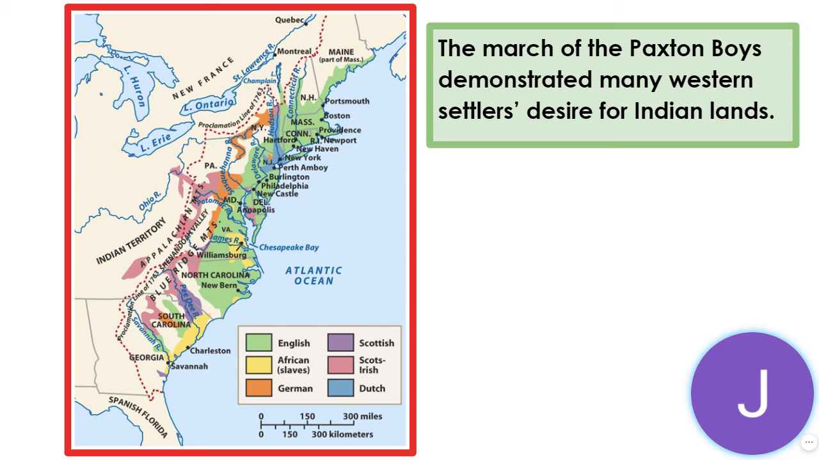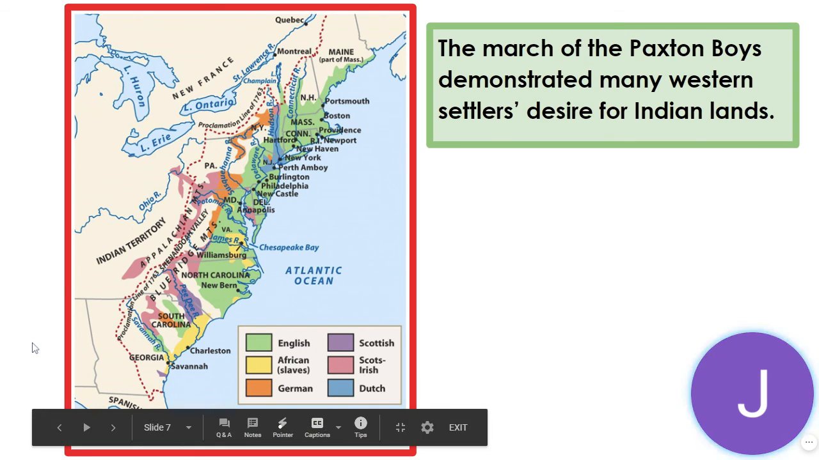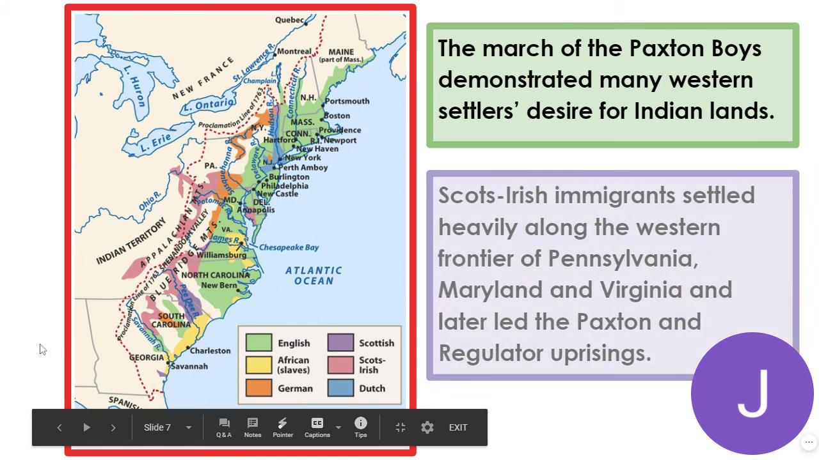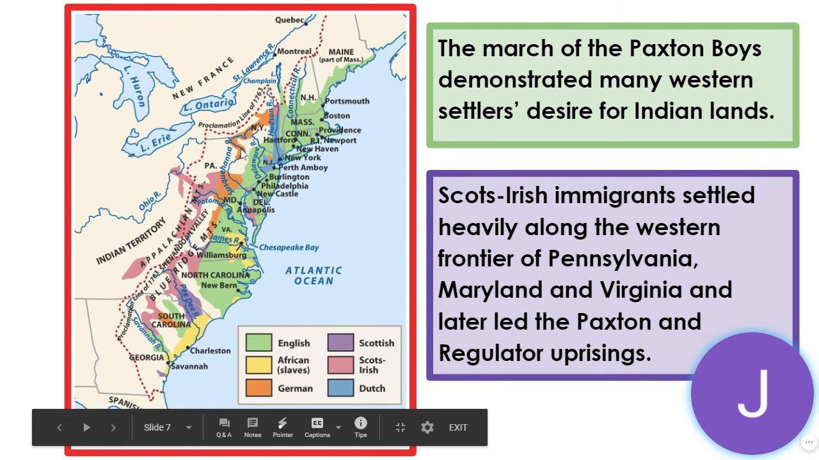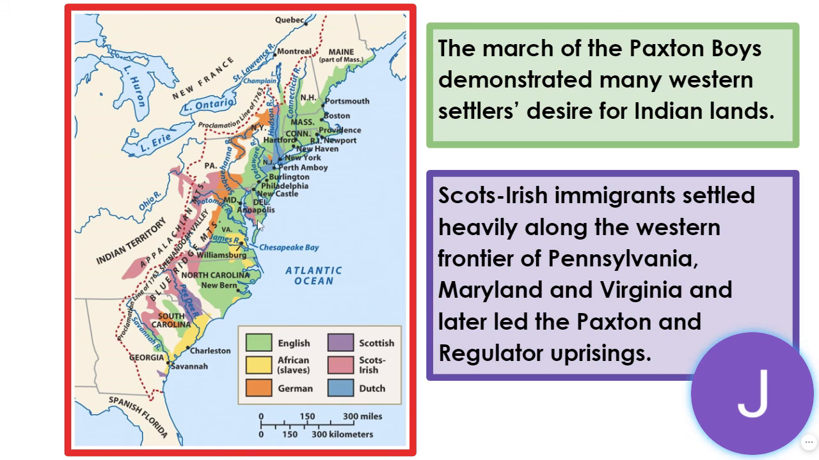And this was kind of surprising to some people because the Pennsylvanians are Quakers, and typically they did get along with the Native Americans more so than other groups, but this is going to be kind of an anomaly to that. All right, and then also the Scotch Irish immigrants, they're settling heavily along the western frontier.